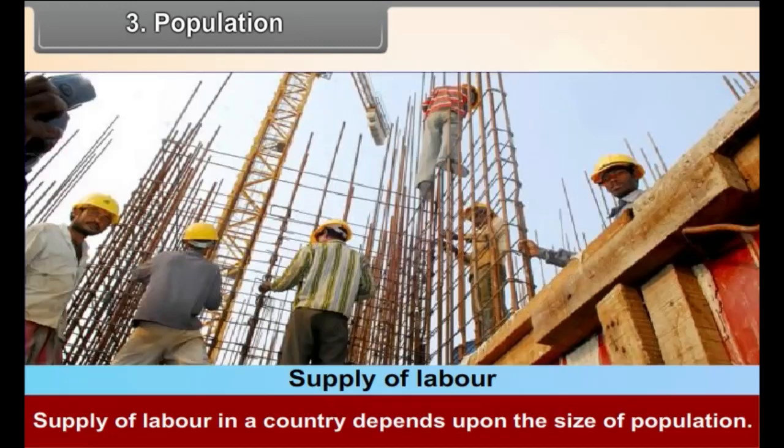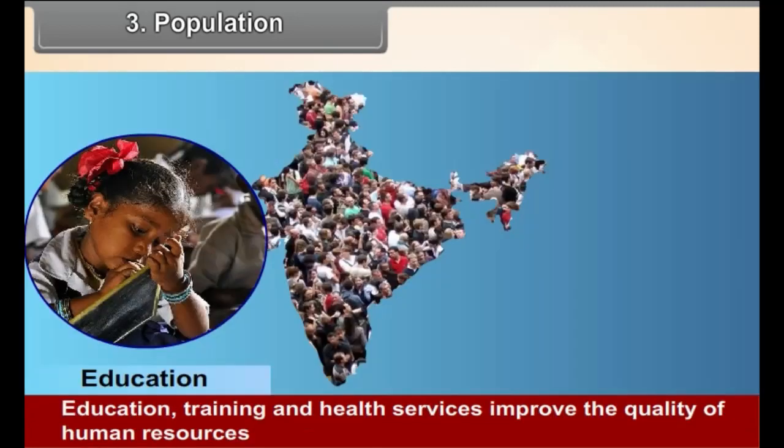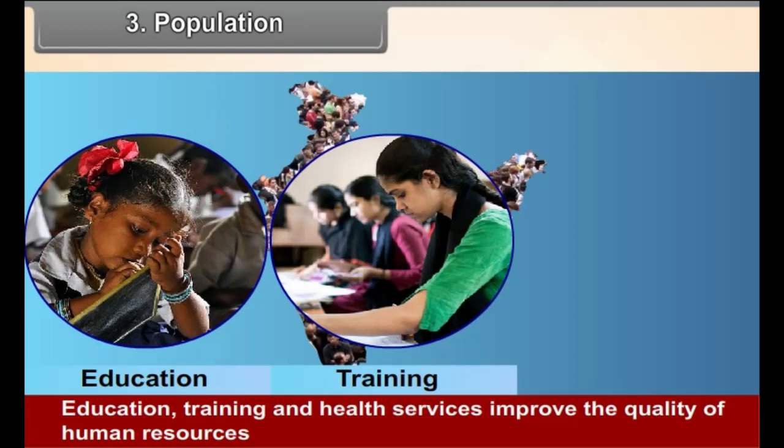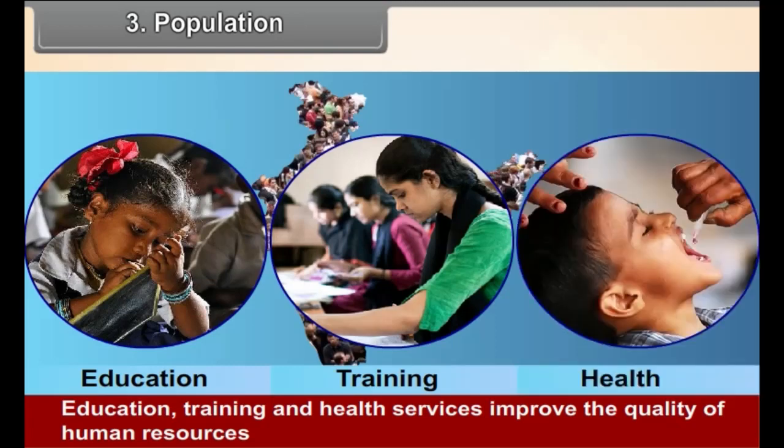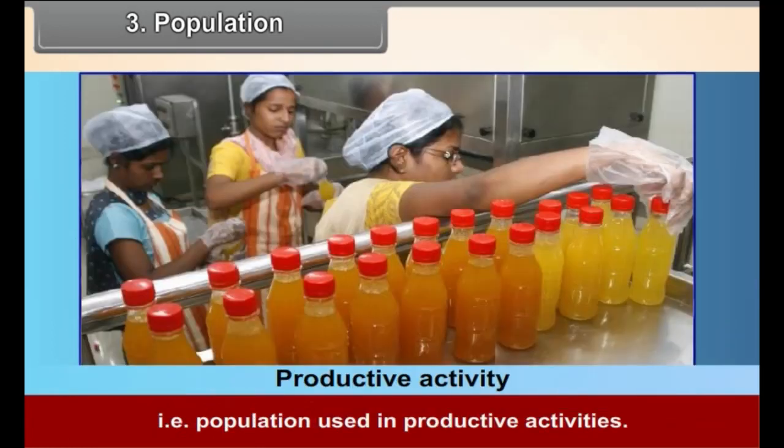3. Population. The supply of labor in a country depends upon the size of population. Education, training, and health services improve the quality of human resources. Example, population used in productive activities.